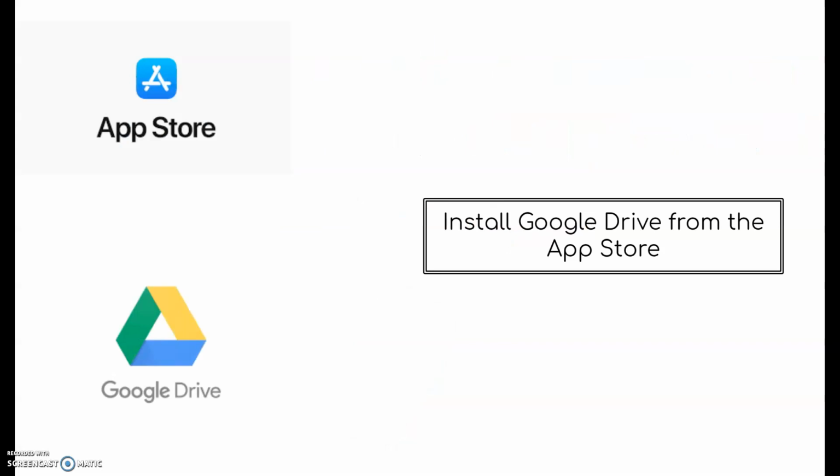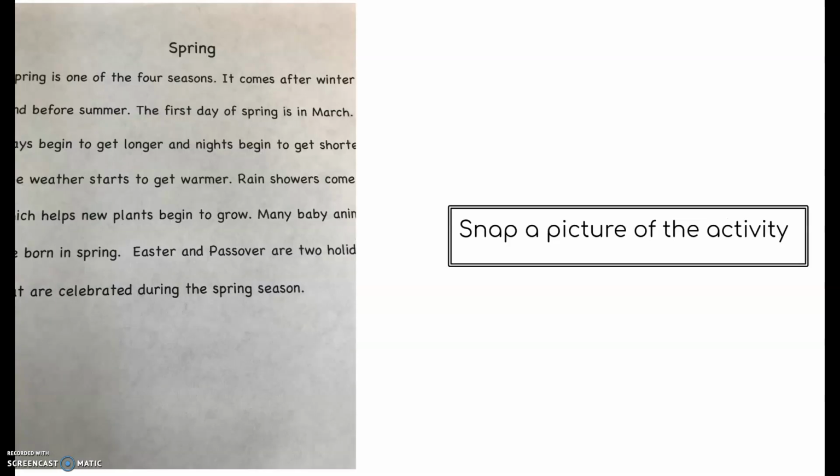First, the user has to have the Google Drive installed on their iPhone. If they don't already have Google Drive installed on their iPhone, they'll simply need to go to the App Store and do that. Once that's installed, snap a picture of the activity that needs to be turned in.